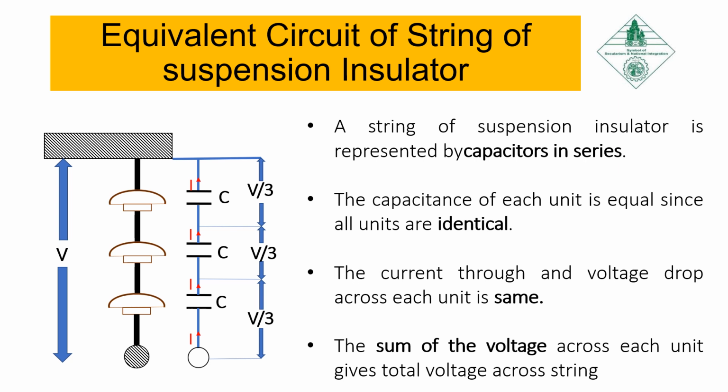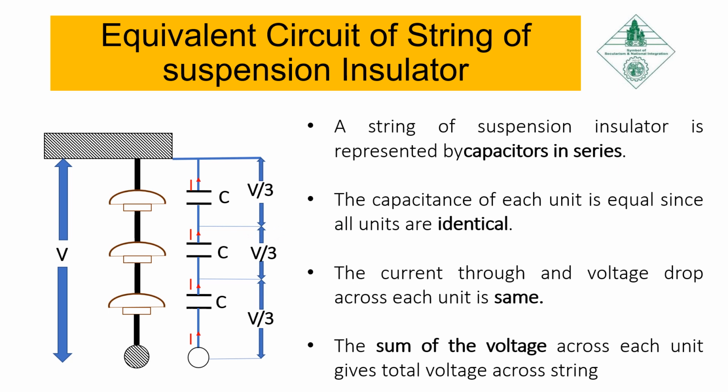Hence, a string of 3 insulators is able to withstand a voltage of 33 kilovolt. Each disc is replaced by an equivalent capacitor. Hence, a string of suspension insulator is represented by capacitors in series as shown in the diagram.